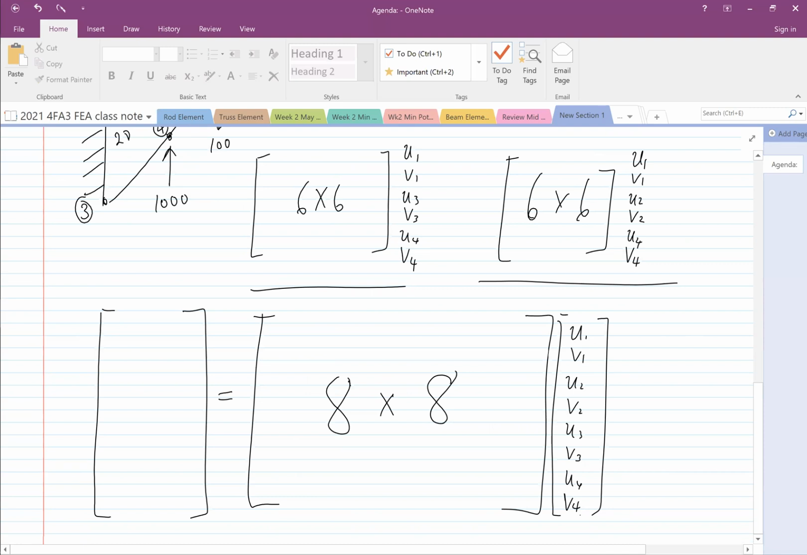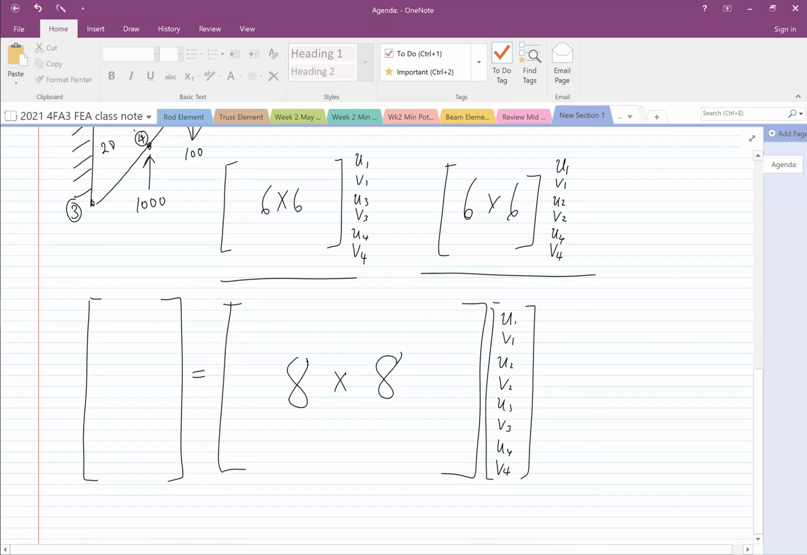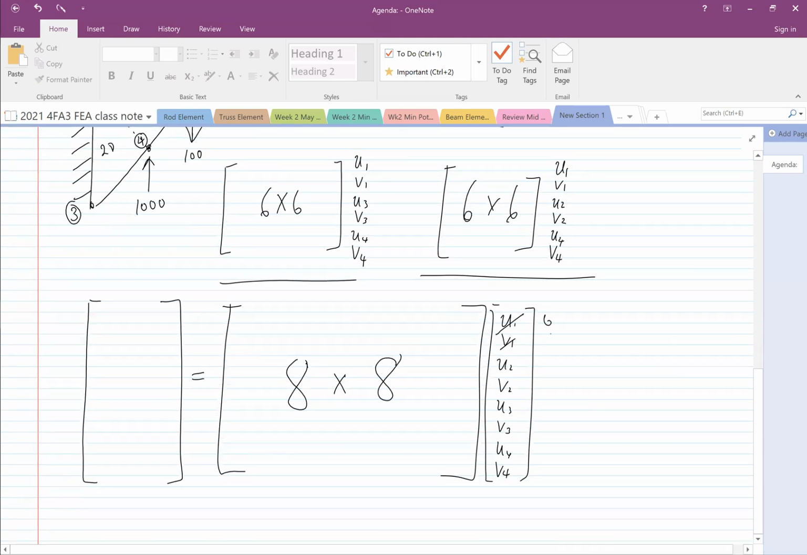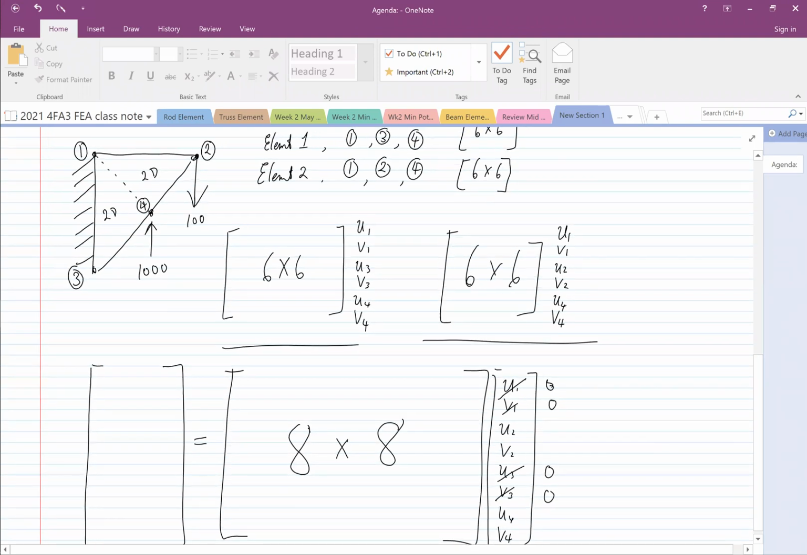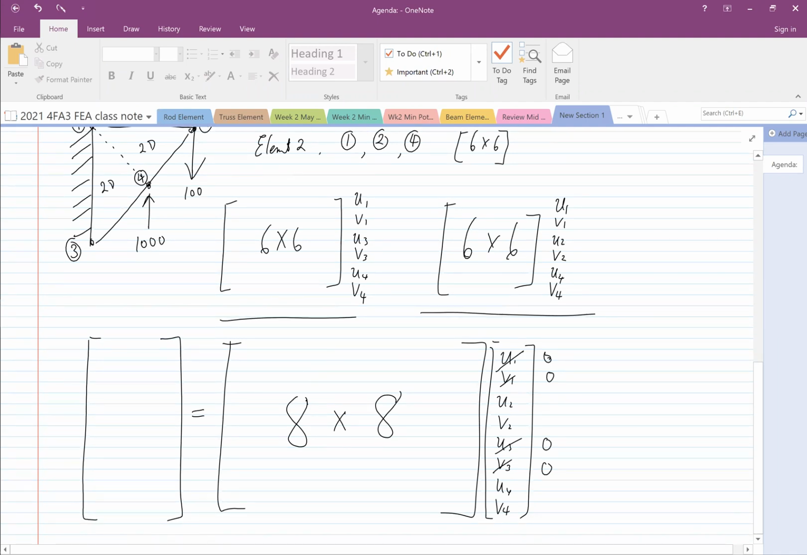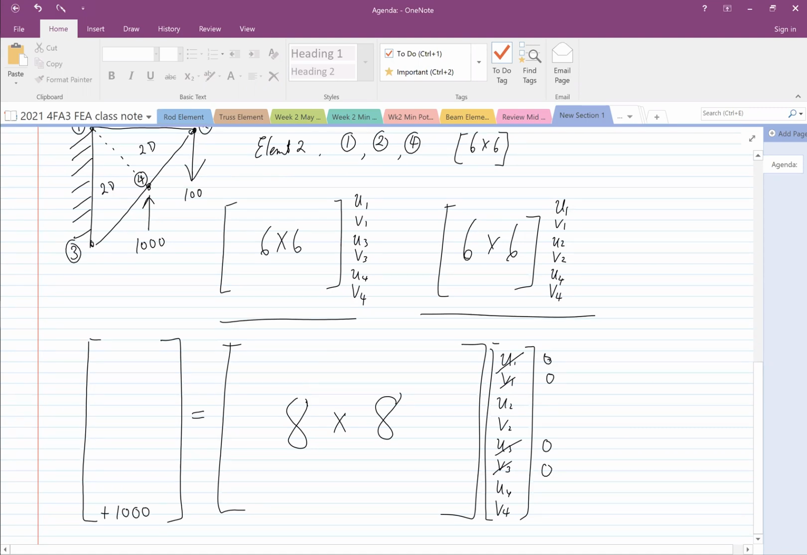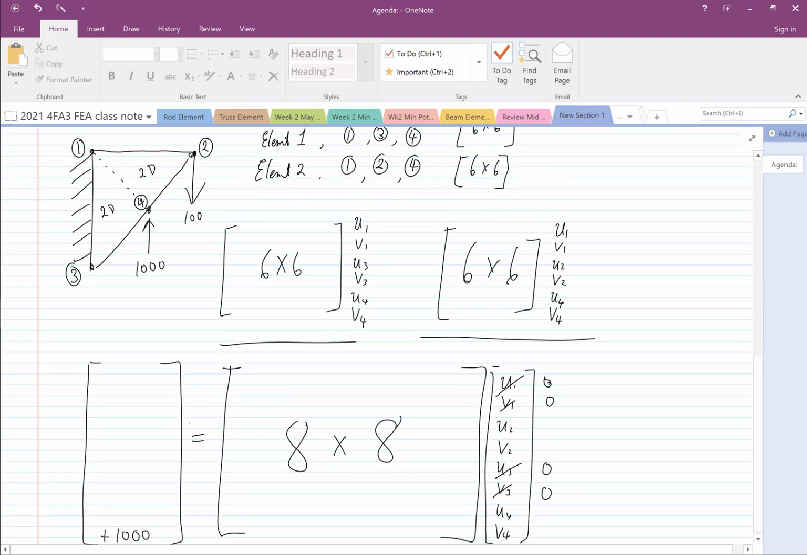I locked nodes 1 and 3. So this is 0, 0, 0, 0. And then node 4, y direction is a plus 1000. And node 2, y direction is a minus 100.